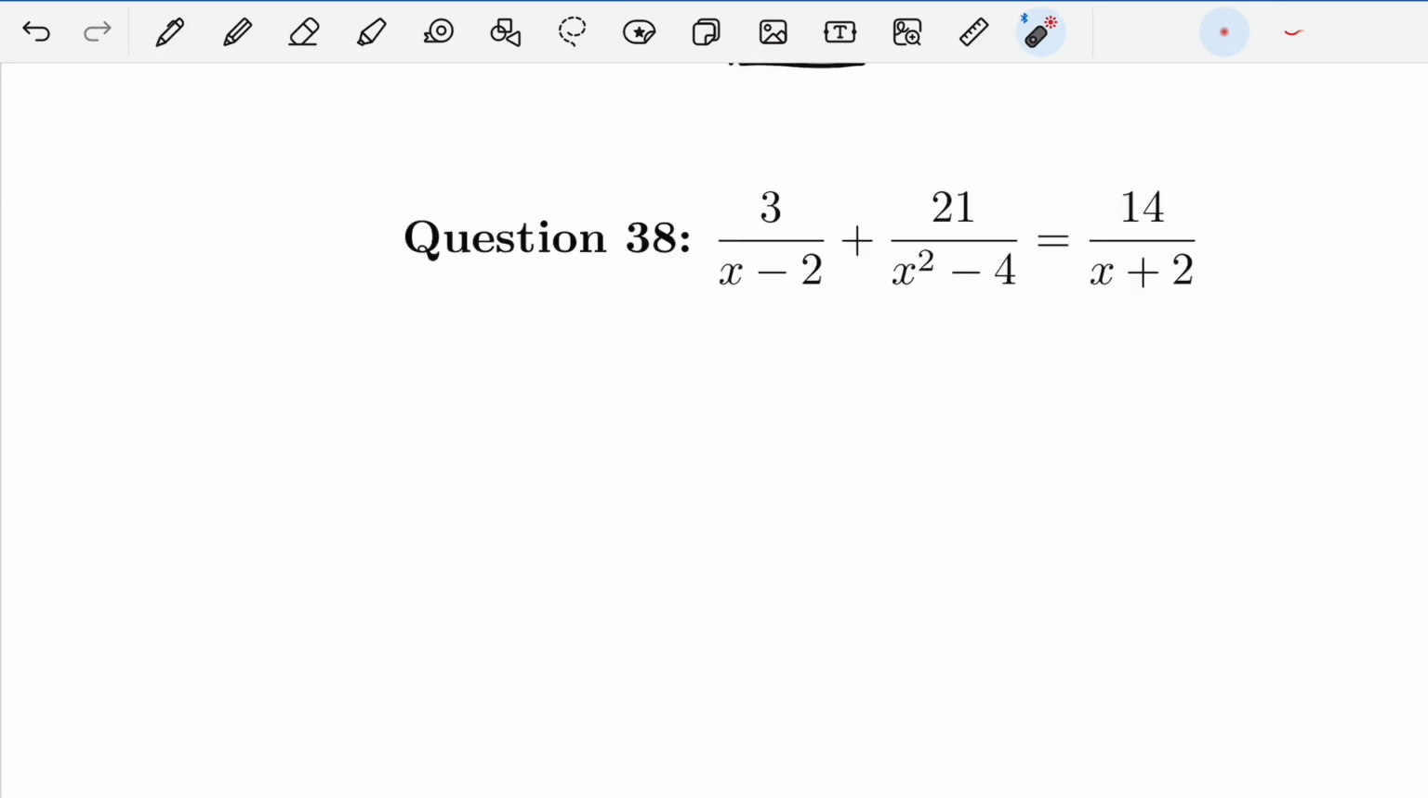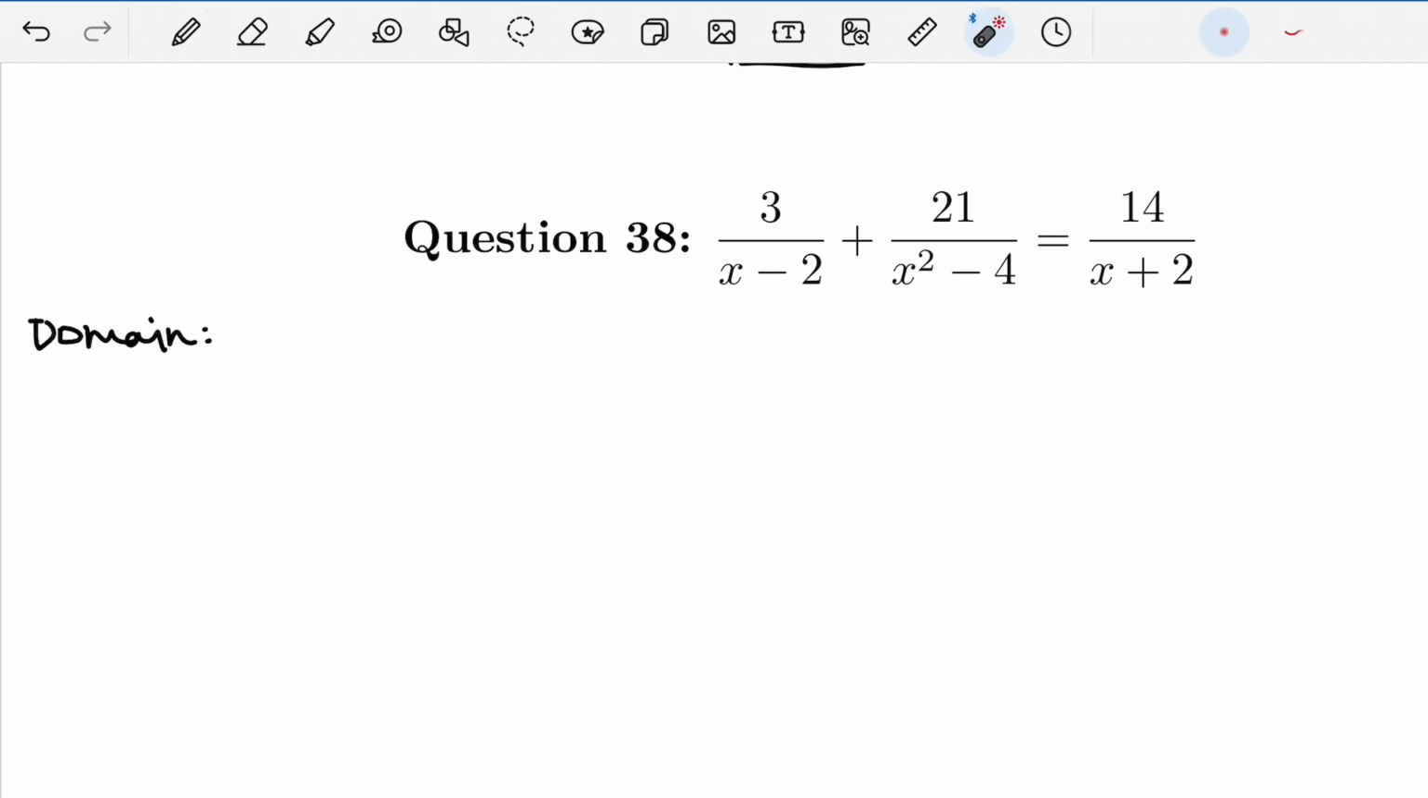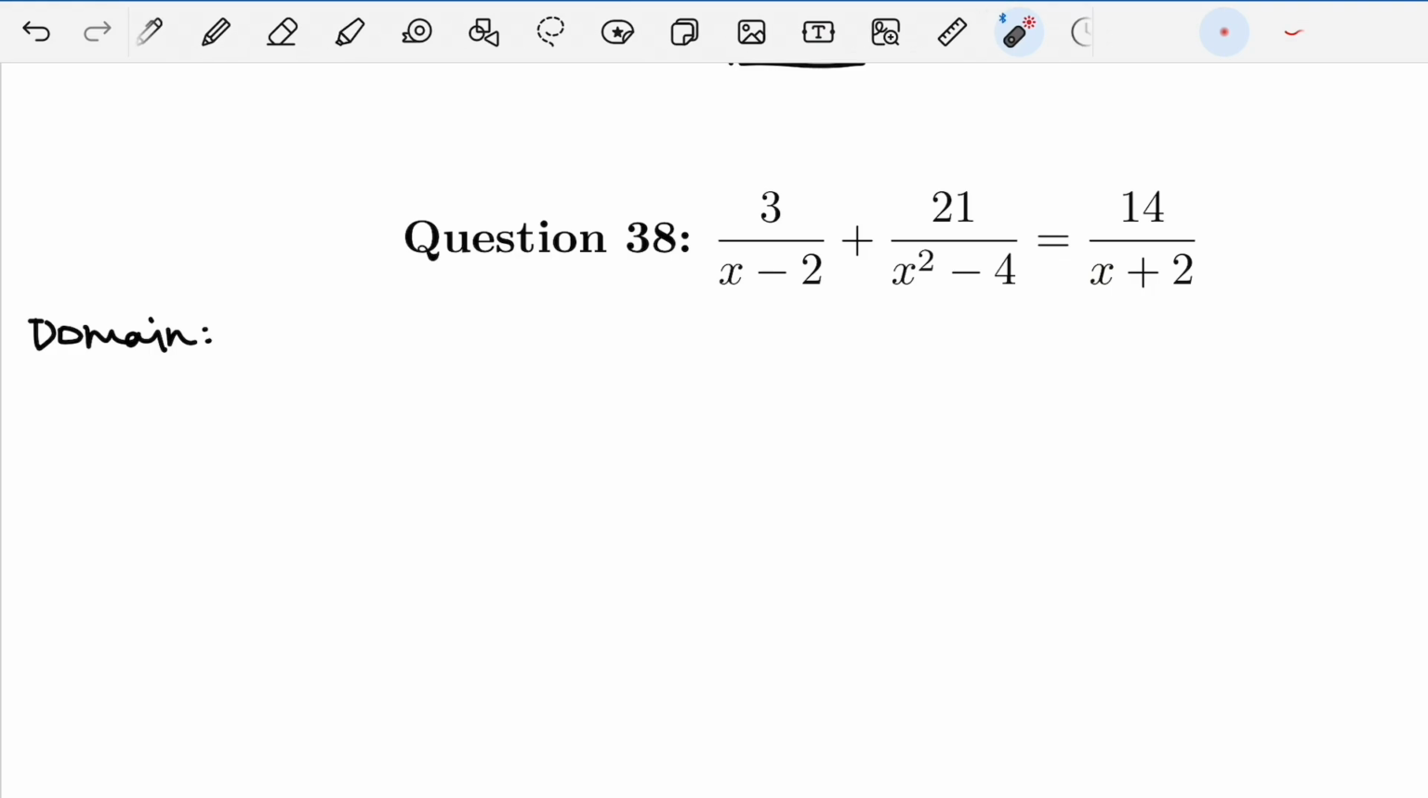All right, so for this next example, we're going to do the same thing. First, we want to figure out what the domain for this rational equation is. So notice that for this expression here, if x is equal to 2, we'll get 0, and if x is equal to negative 2 here, we're also going to get 0. So clearly those numbers need to be excluded from our domain.